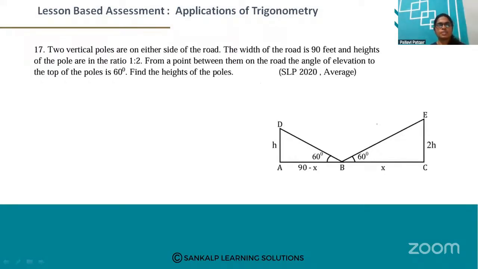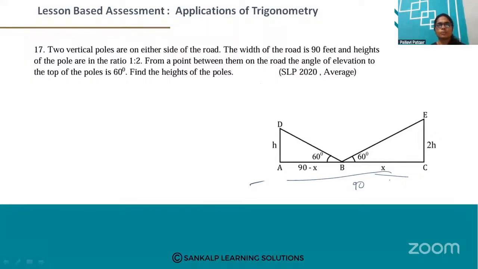Look at question number 17. Two vertical poles are on either side of the road. So AD and EC are the two poles. The width of the road is 90 feet. So what is the total width? It is 90.